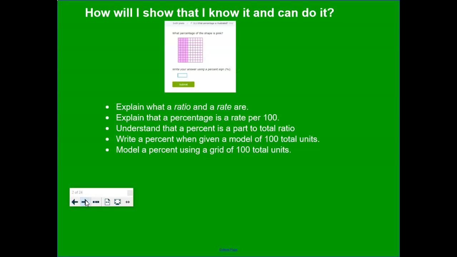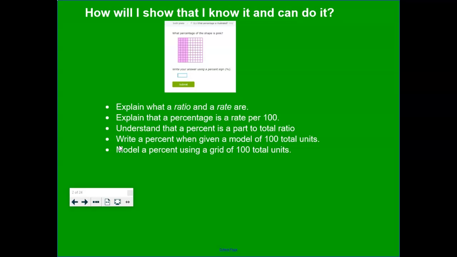So today, your success criteria is this. How will I show that I know it and I can do it? So first, you're going to be able to explain what a ratio and a rate are. Then we're going to learn how to explain that a percentage is a rate per 100. Then we're going to learn how to understand that a percent is a part to total ratio. Then we will learn how to write a percent when we're given a model of 100 total units. And finally, we're going to learn how to model a percent, or create a model using a grid of 100 units when we're given a number.